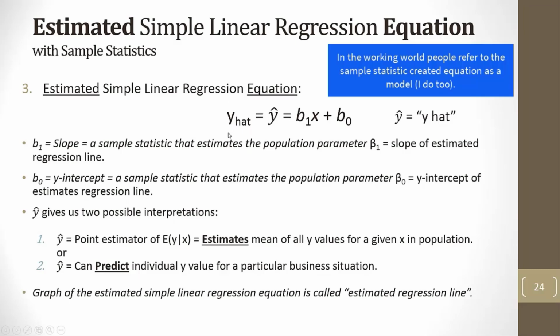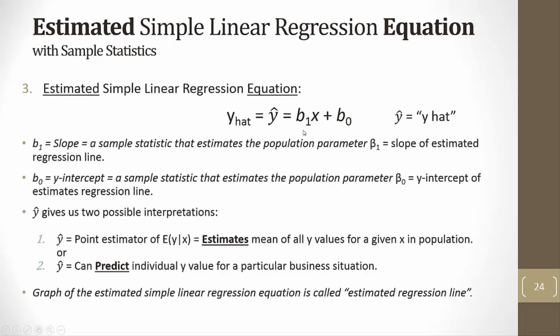So this will be called y hat. I'm going to sometimes write it as y sub hat or use the actual symbol. It is the sample statistic slope times x plus the sample statistic y-intercept. Now this value will predict two different things. If we want to estimate the population parameter, then y hat will be the point estimator of the expected population value of y given a particular x. That'll be the mean of all the y values for a particular x in the population.